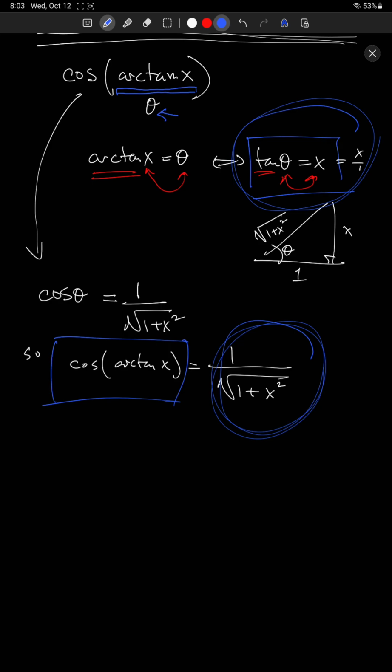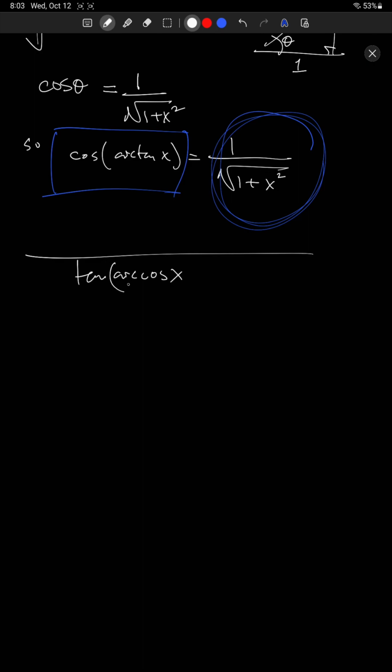Okay, so you can do this with all combinations of the trig functions, right? So if I wanted to, for example, compute, let's say, tangent of arc cosine of x, I could do the same idea. Arc cosine is often thought of as an angle. Let me call that angle theta. Then arc cosine x is equal to theta, and that's the same as saying cosine of theta is equal to x.